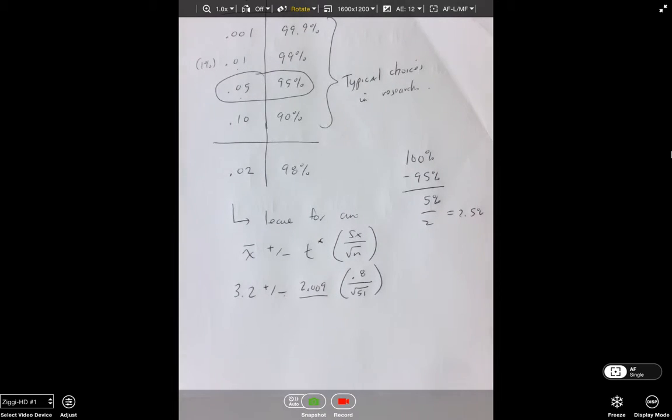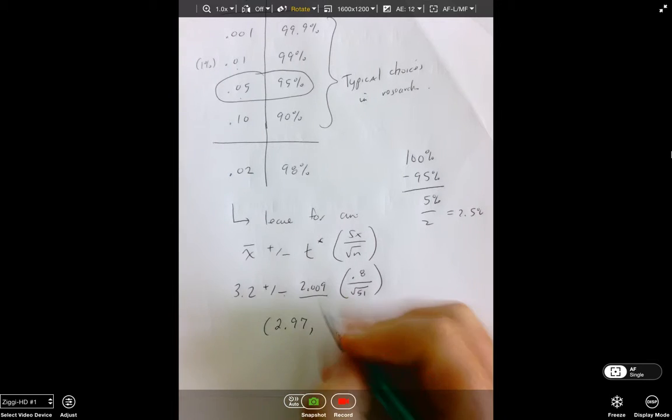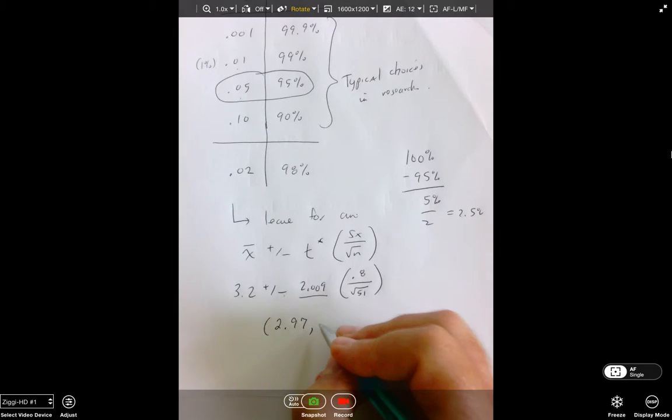So guys, we can put that in very, very quickly. So 3.2 minus 2.009 times 0.8 divided by the square root of 51. I'm going to do that again for the plus. Guys, I get the 95% confidence interval as 2.97 to 3.43.